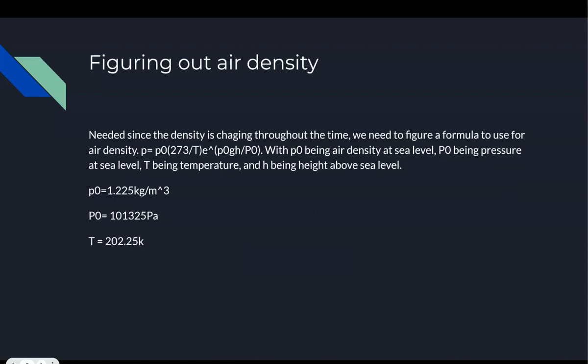Figuring out air density. This is needed since the density is changing throughout the fall. We need a formula for the air density, which is this formula right here, with rho naught being air density at sea level, capital P naught being pressure at sea level, T being the temperature, and H being the height above sea level. And these are the ones given from Google and previous ones used.